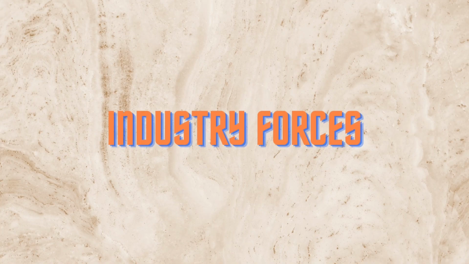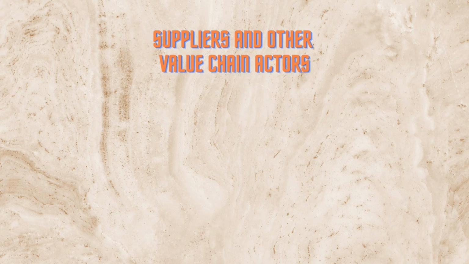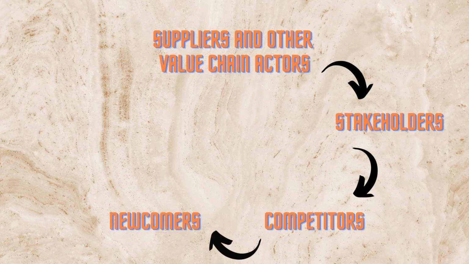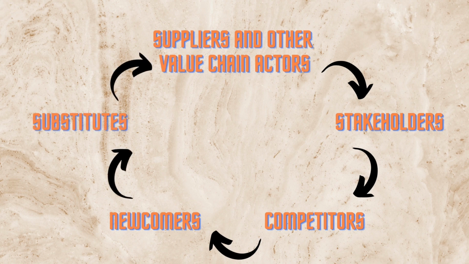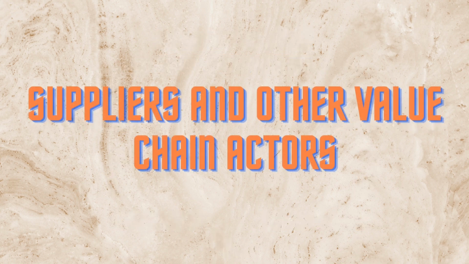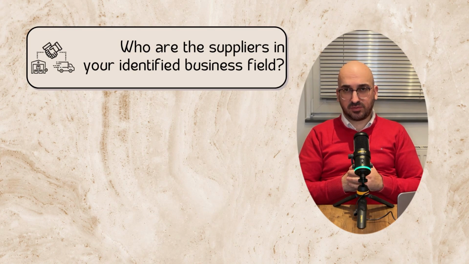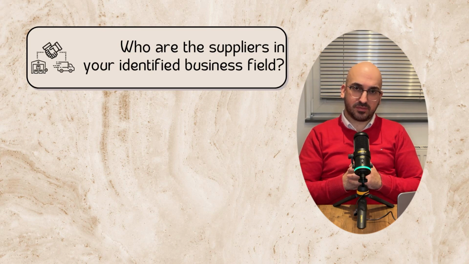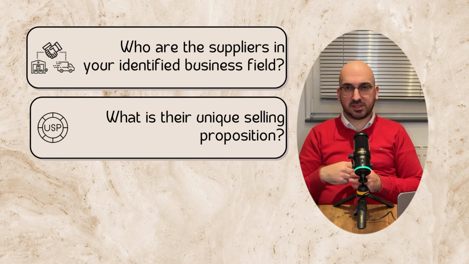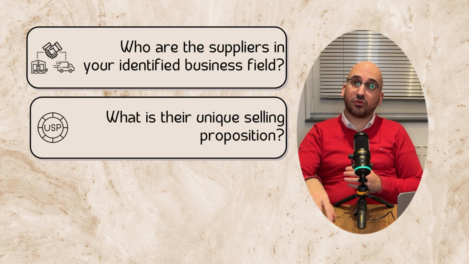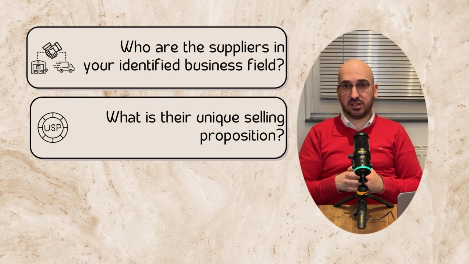For our last point, we have the industry forces. The industry forces are divided into suppliers and other value chain actors, stakeholders, competitors, newcomers, and substitutes. Let us start with suppliers and other value chain actors. So, who are the suppliers in your identified business fields? Try to research them. What is their unique selling proposition? And why did you find these kinds of suppliers?